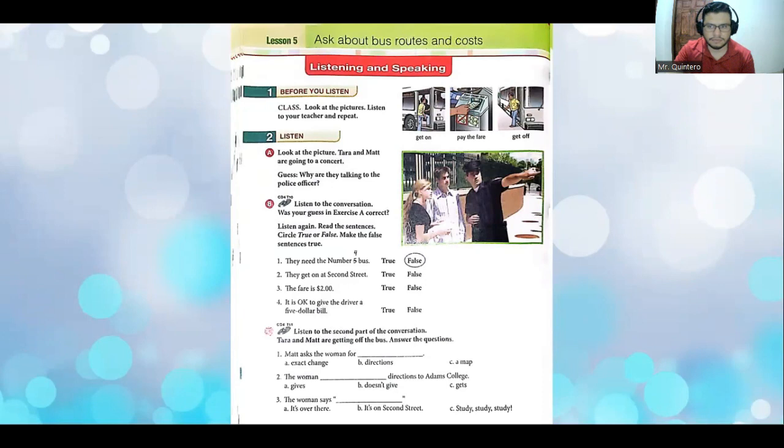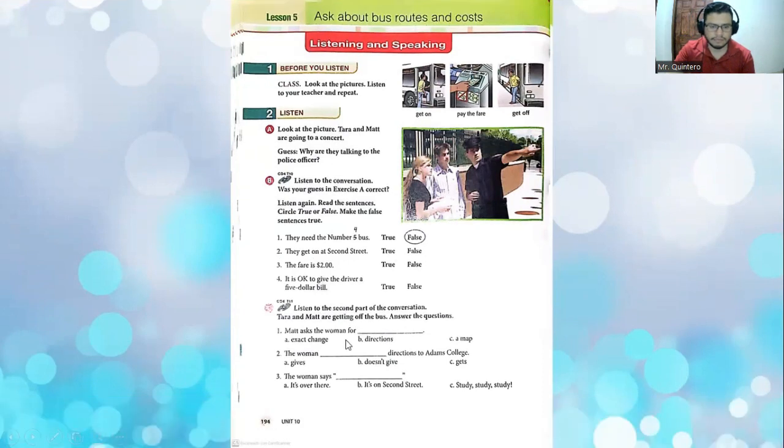Page 194. Listen. Exercise C. Second Street. Okay, here we are at 2nd Street. Now what? There's a woman. Let's ask her. Excuse me, we want to go to Adams College. How do we get there? It's easy. Study, study, study.